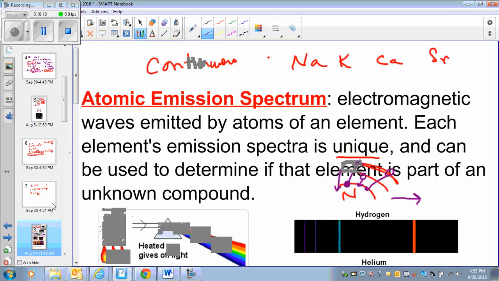So this is the atomic emission spectrum that takes care of all of the topics that were supposed to be covered in day 1. So you need to complete all of the classwork and homework practice questions that are given on the pages.